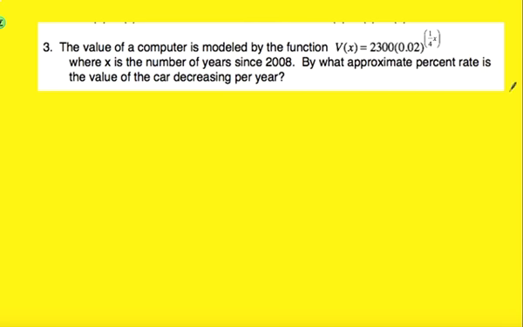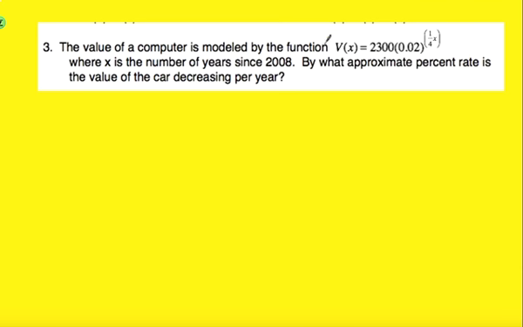Number 3 says the value of a computer is modeled by the function v of x equals 2,300 times 0.02 to the 1/4 x, where x is the number of years since 2008. By what approximate percent rate is the value of the card decreasing per year?